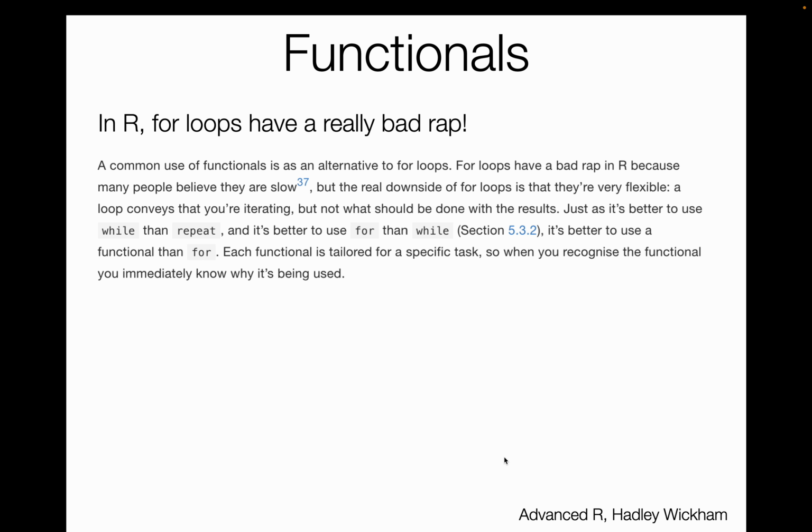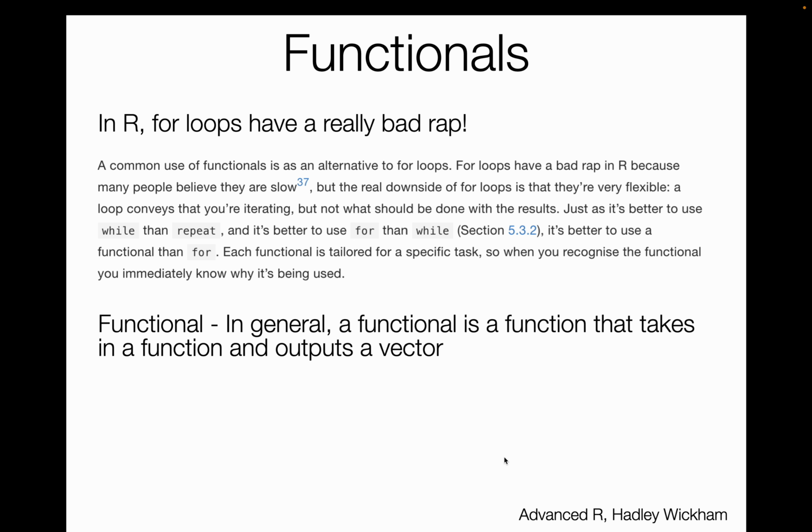But why do we not like for loops? Some people say it's slow. There is a bit of overhead to run them in the language, which makes them a little slow, but we'll not go down that rabbit hole again. In another book written by the same author as the book for the class, Hadley Wickham, whom we've talked about a lot, he says that the real downside of for loops is that they're very flexible. A loop conveys what you're iterating, but not what should be done with the result. You can read more of the statement.